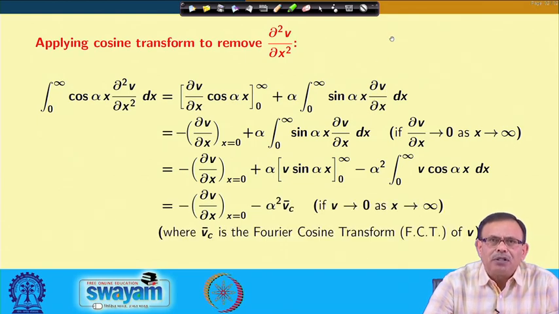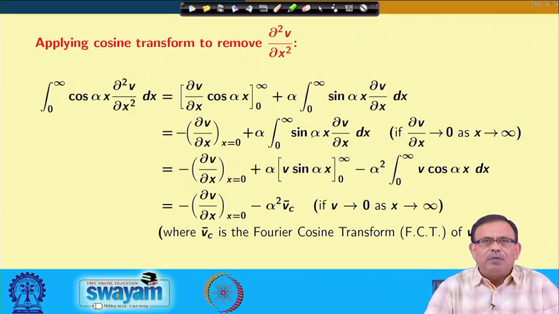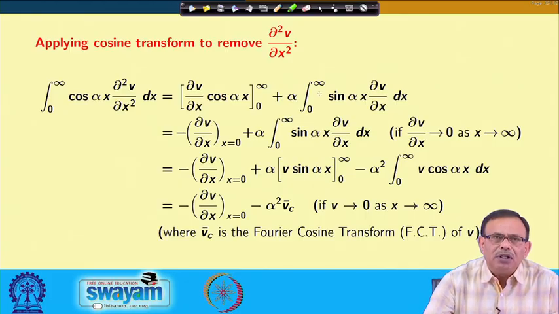For evaluation of this, at x equals 0, this part will vanish, sin alpha x is there, and for x equals infinity, again I am assuming that v approaches 0 as x approaches infinity. So, if I assume this, then this term will vanish and the integral 0 to infinity v cos of alpha x dx is nothing but the Fourier cosine transform of v, which we are denoting as v bar c. Therefore, the Fourier cosine transform of del 2 v del x square is equal to minus del v del x at x equals 0 minus alpha square into v c bar.